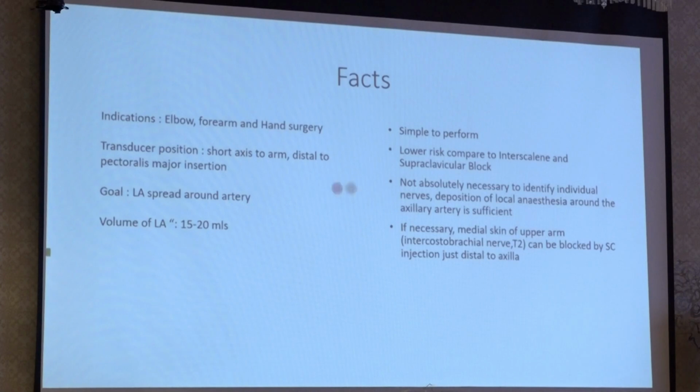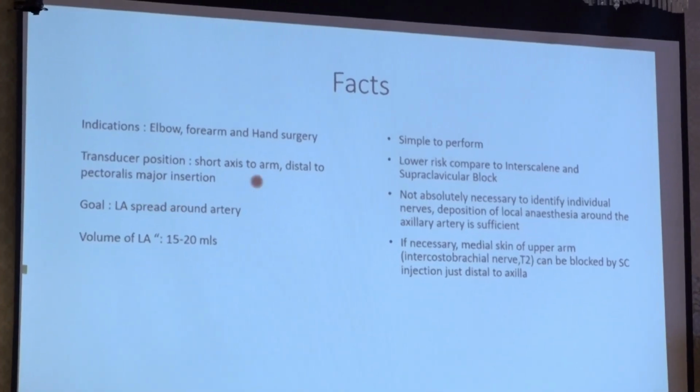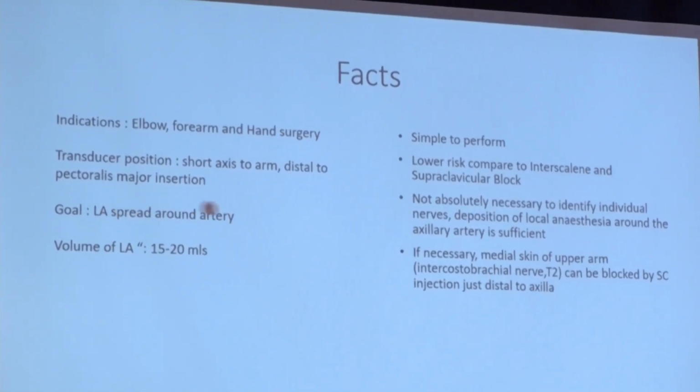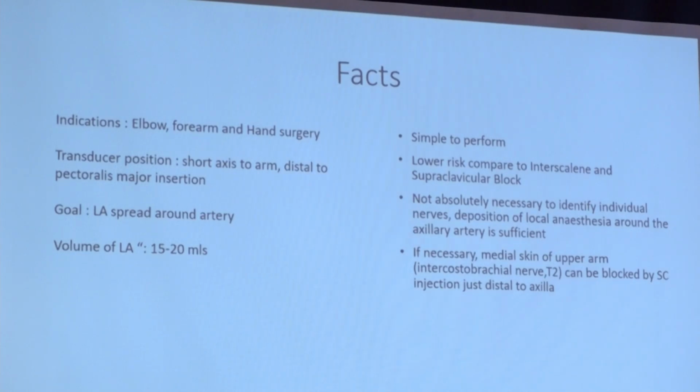Okay, so it is indicated for elbow, forearm and hand surgery. The position is short axis to the arm, distal to the pectoralis major insertion, and I will aim to provide local anesthetic spread around the artery with a volume of 15 to 20 mL. So it is quite a simple block to perform, and it is lower risk compared to interscalene and supraclavicular block. It is not absolutely necessary to identify individual nerves, so the placement of local anesthetic around the axillary artery is sufficient. If necessary, the medial skin of the upper arm, the intercostobrachial nerve, can be blocked with an injection, and we will cover this intercostobrachial block during tomorrow's hands-on session.